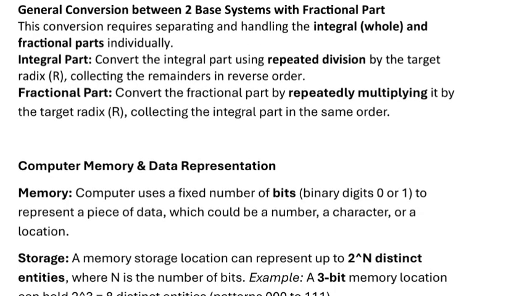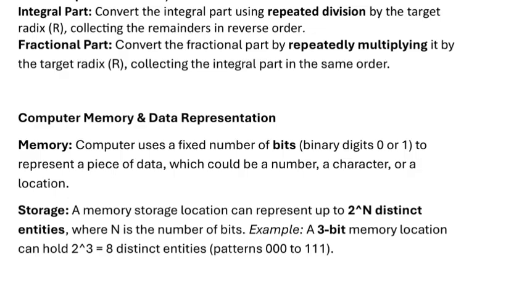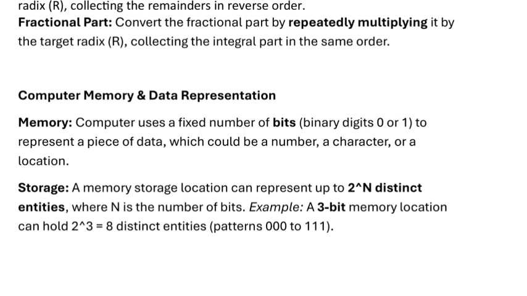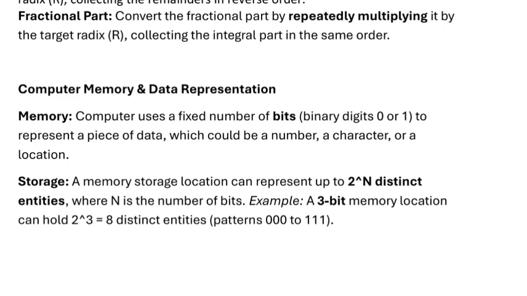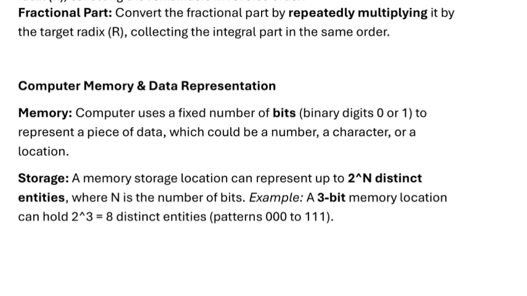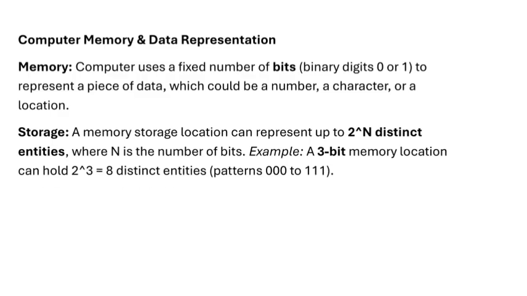Integral part: convert the integral part using repeated division by the target radix, r, collecting the remainders in reverse order. Fractional part: convert the fractional part by repeatedly multiplying it by the target radix, r, collecting the integral part in the same order. Computer memory and data representation. Memory.